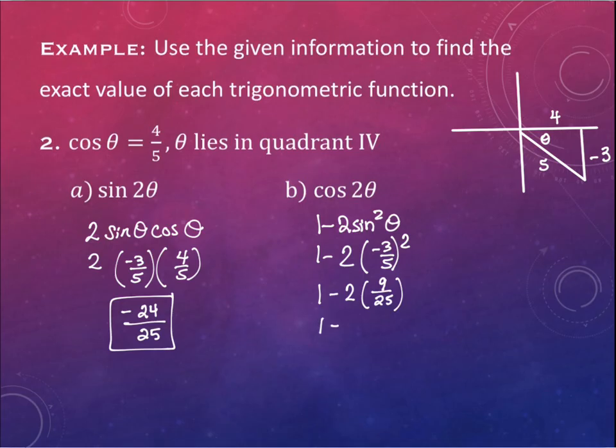What is 2 times 9 over 25? 18 over 25. And then you can get a common denominator. You can use your calculator to subtract it and change it, doesn't matter. I have 25 minus 18, which gives me 7 over 25. So we have negative 24 over 25, and we have 7 over 25.